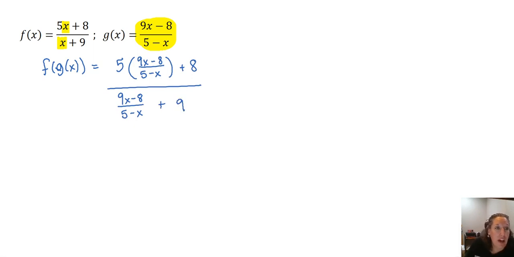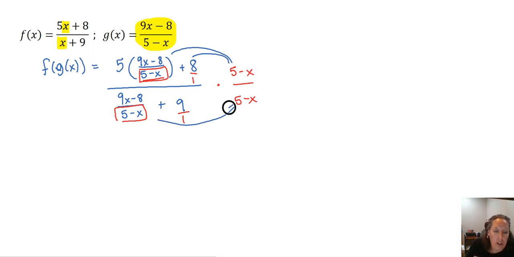And we need to simplify this. When we simplify this, we need to multiply by our common denominator. Between those four mini fractions, the denominators that we have are 5 minus x and 1. So we can multiply everything by 5 minus x and get rid of those fractions within our fractions. Make sure that you distribute that to all four of our terms.